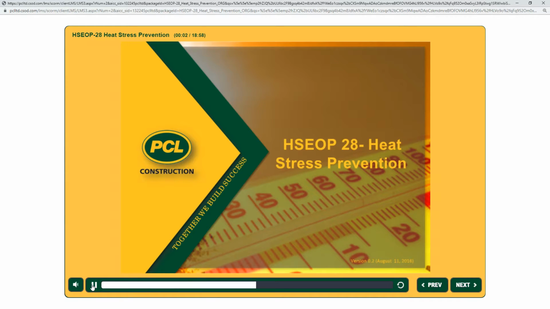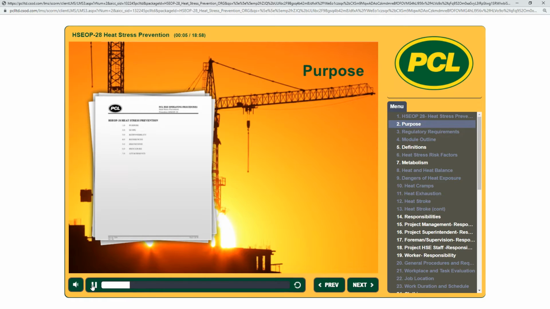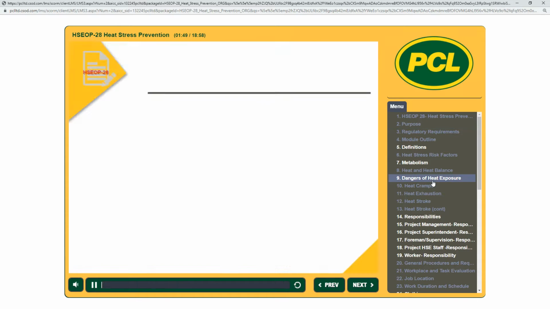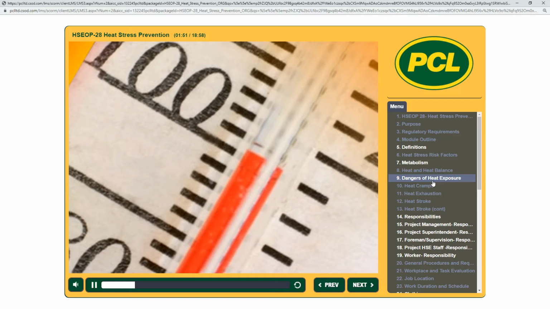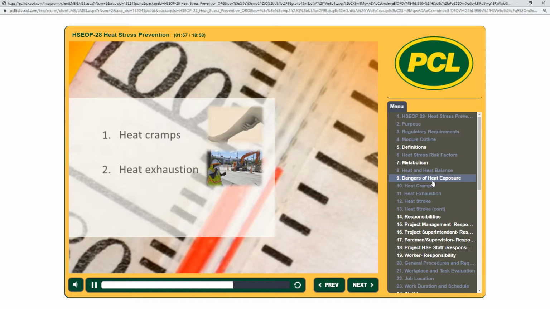Welcome to the PCL Heat Stress Prevention Module. The purpose of this module is to prevent heat-related illnesses by requiring the recognition, evaluation, and control of potential heat stress conditions resulting from weather and/or processes. If we can't maintain our balance, we may suffer from heat-related illnesses. These include heat cramps, heat exhaustion, and, if left untreated, heat stroke.